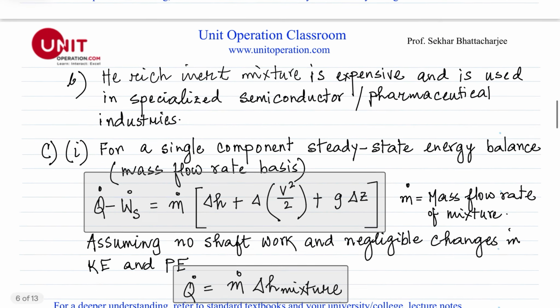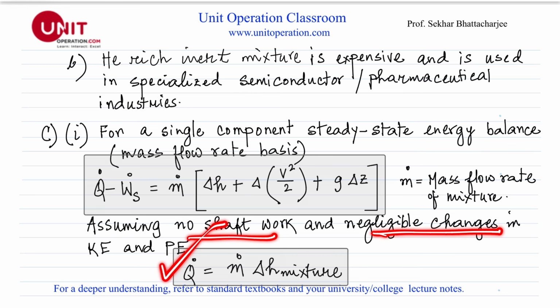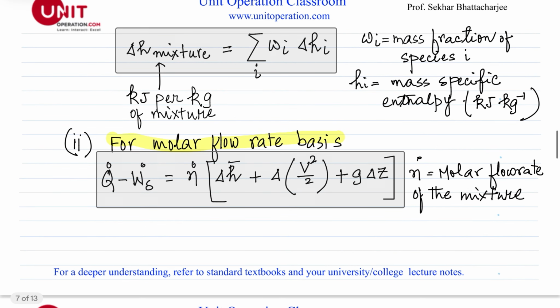Helium-rich inert mixture is expensive and is used in specialized semiconductor and pharmaceutical industries. This is a very specialized one. For a single component, we have seen the mass flow rate basis. This is the equation we have used, assuming no shaft work and negligible changes, and we calculated this. And delta H mixture is given by the weight fraction weighted average of the change in enthalpy of each component.